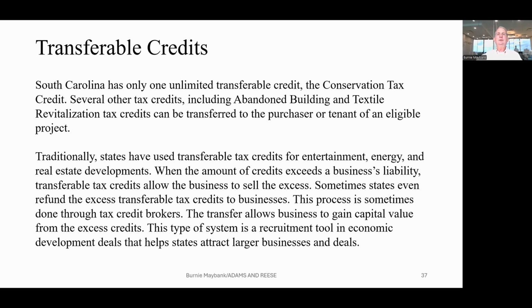South Carolina only has one unlimited transferable credit, the Conservation Act credit, where you can sell the credit. Several other tax credits in South Carolina can be transferred to the purchaser or the tenant of a project. Other states have a lot more transferable tax credits than South Carolina does. And so where the credit exceeds your basis, then it is subject to income tax. So where you can sell tax credits, it is subject to federal income taxes, and that's before and after the legislation.